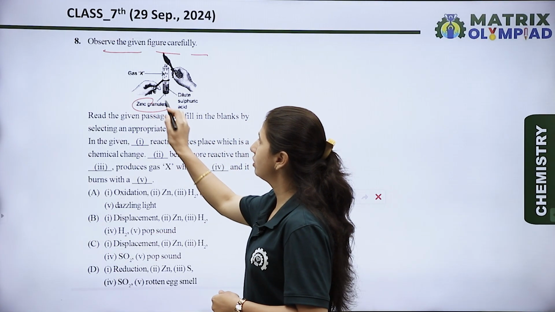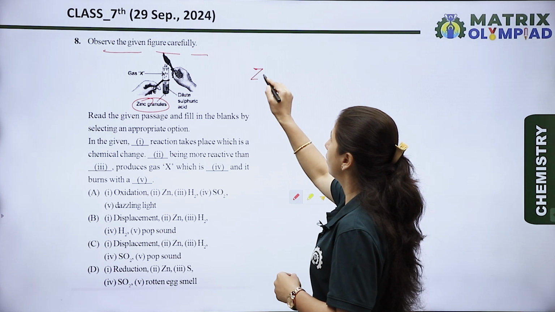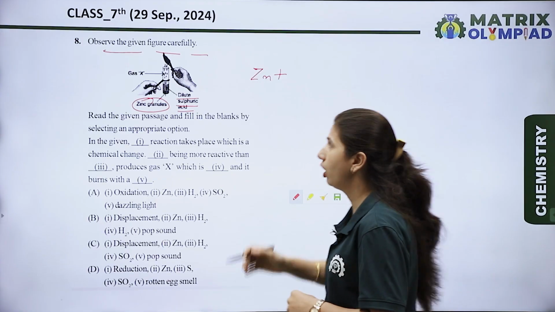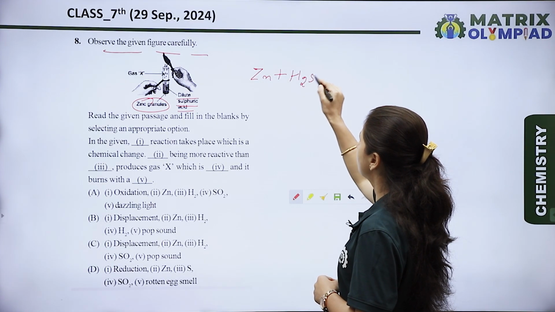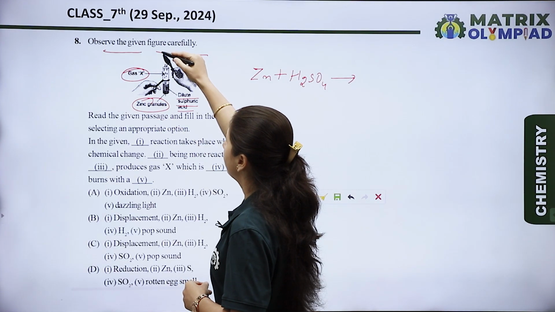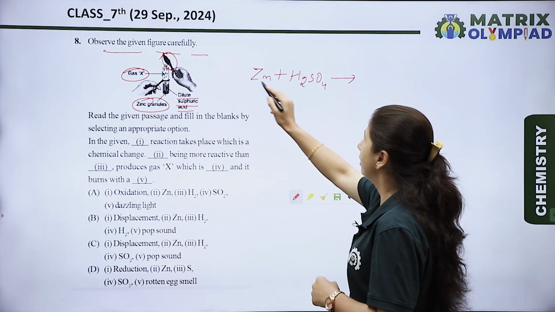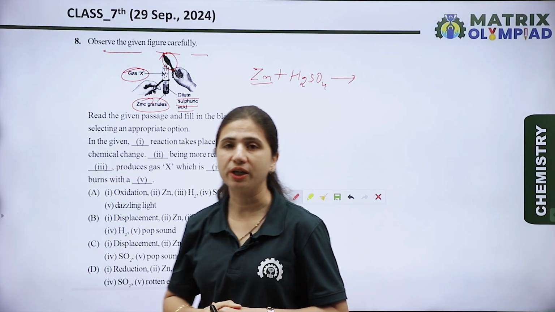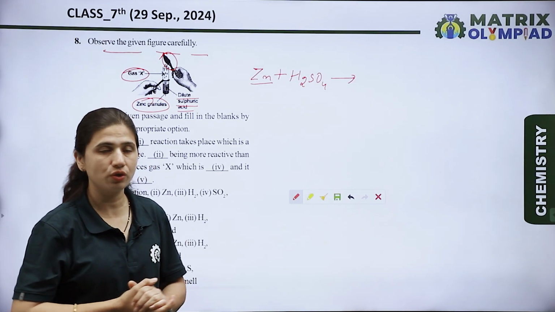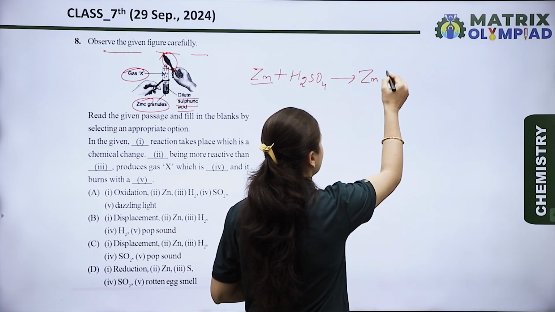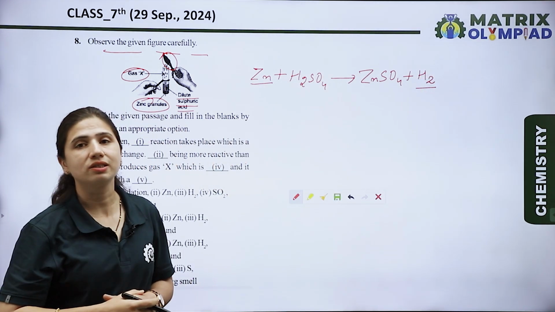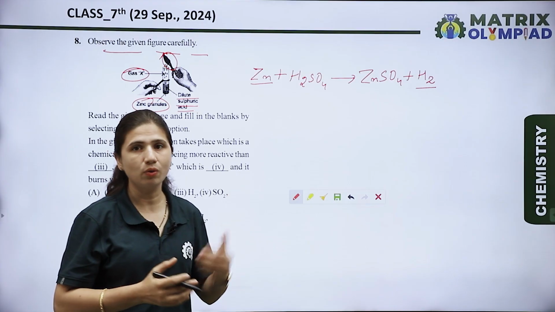In this figure, there are zinc granules added to dilute sulfuric acid. We know that the formula of sulfuric acid is H2SO4. Then there is one gas, and this is a matchstick. We know that zinc is a more reactive metal than hydrogen, so it can easily replace the hydrogen from the H2SO4 solution, and it forms ZnSO4 plus hydrogen gas, and this hydrogen gas is released with a pop sound. Okay, now let's see the question.